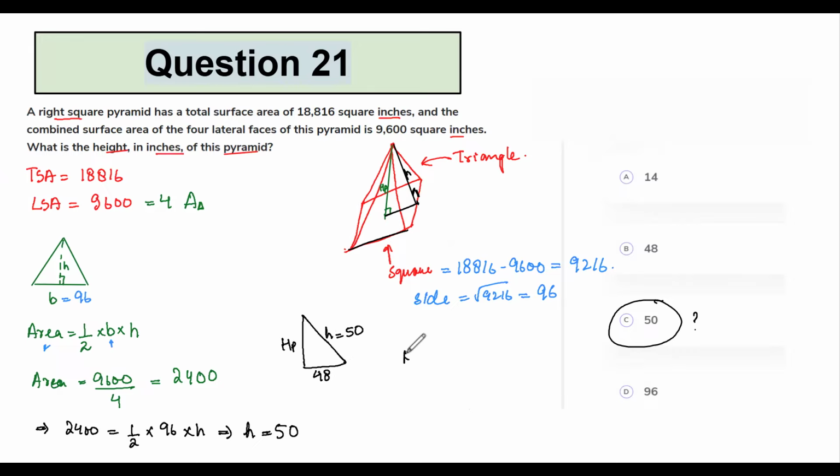Okay, so height of the pyramid would be square root of 50 squared minus 48 squared, which is equal to 14. This is not my answer. 14 is my correct answer. I know it's a bit lot, but this isn't very hard. It's just multiple steps. You just have multiple steps, but not very hard.